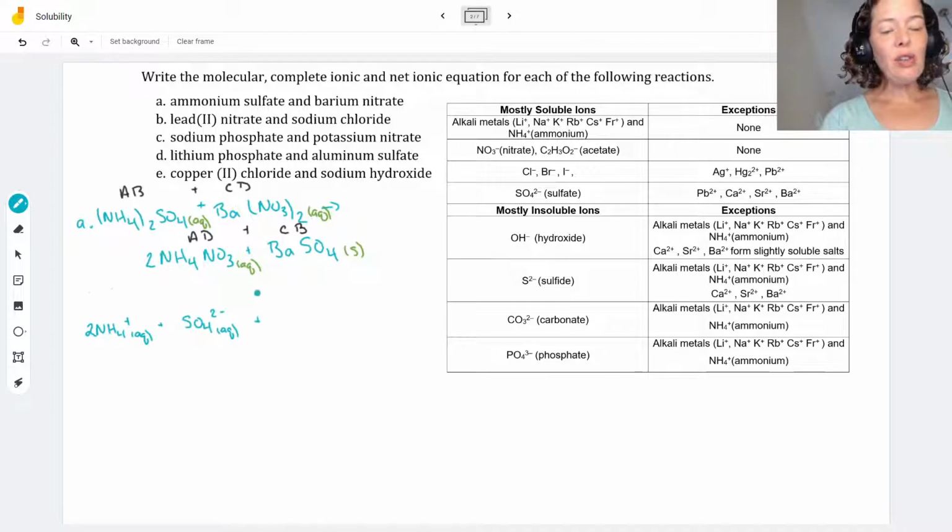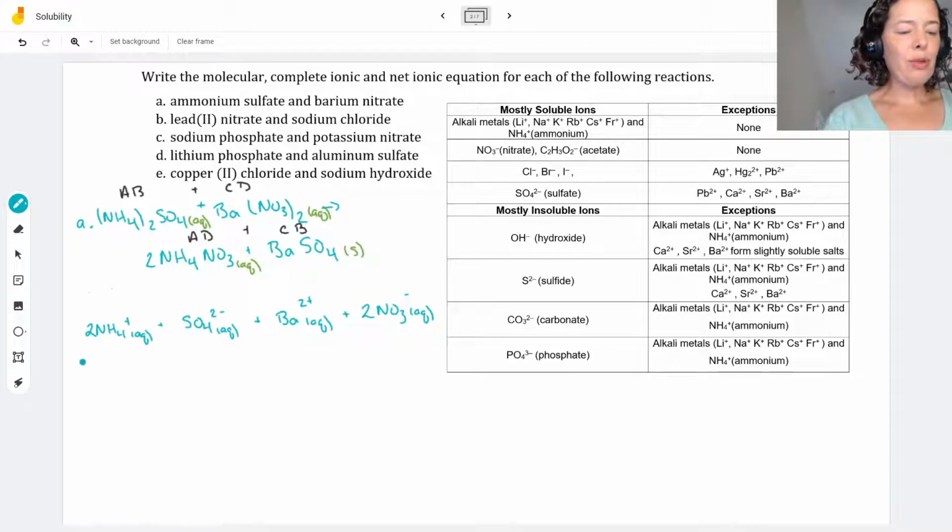We're just going to continue on. I'm going to do the same thing with barium nitrate. So we have my barium cation. It has a charge of +2. Yes, it is soluble. And nitrate, I've got 2 of them. And that is also aqueous.